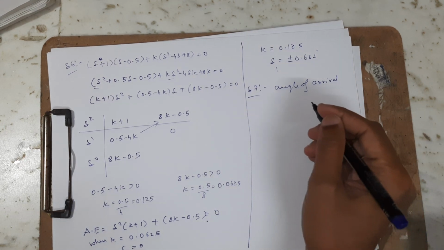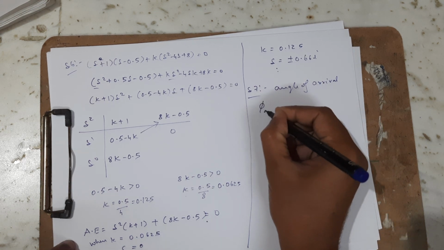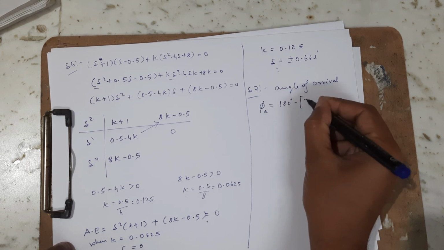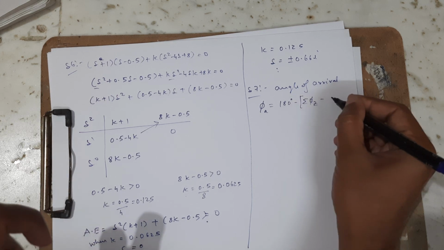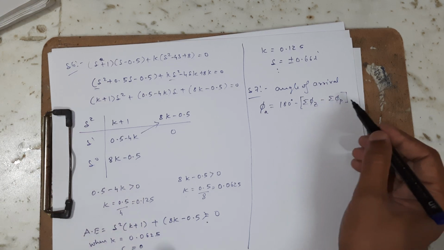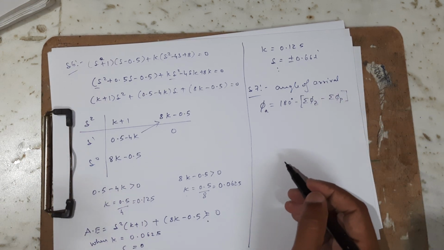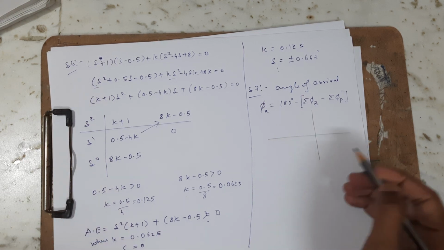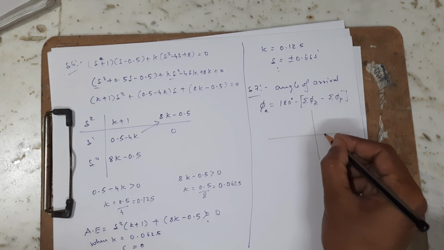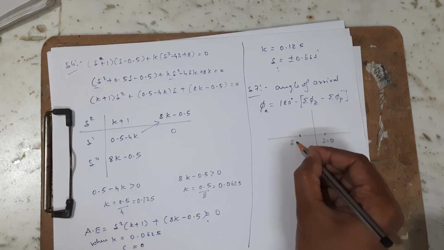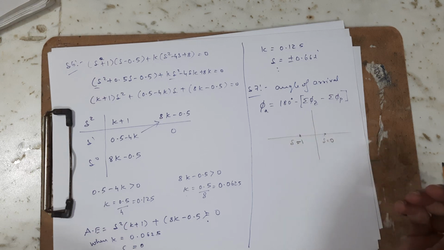Now we have to find out the angle of arrival. That is, angle of arrival is equal to 180 minus summation of phi z minus summation of phi p. So we need to find out phi z as well as phi p. For this I'm going to draw this line like this. What are the roots we have? S is equal to 0 and S is equal to minus 1. So these are the two poles we have.